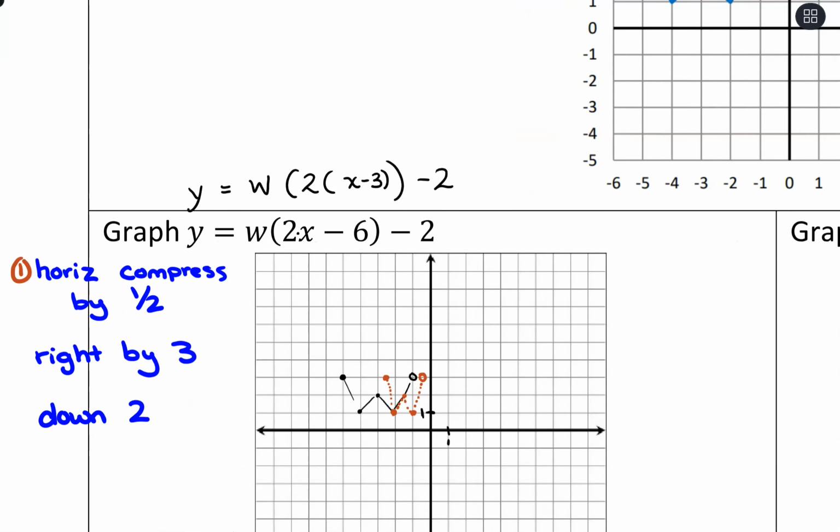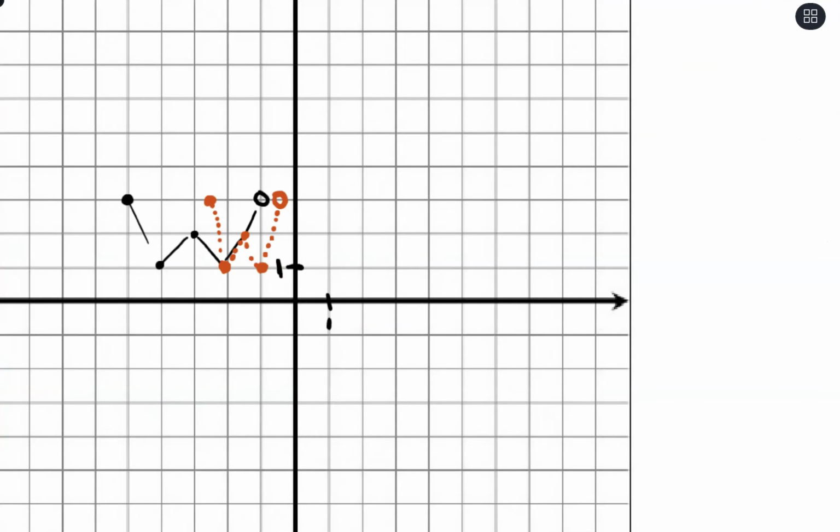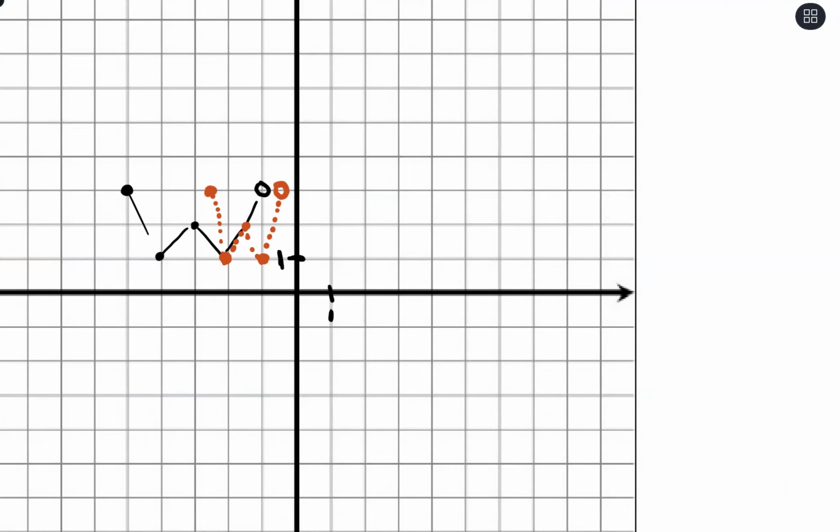And now these next steps I'm going to do together. So I'm going to pick up each of those points, move to the right 3, down 2. And let's do the final graph in blue. Okay, right 3, down 2. So I'll go 1, 2, 3, 1, 2. The open circle, 1, 2, 3, 1, 2.